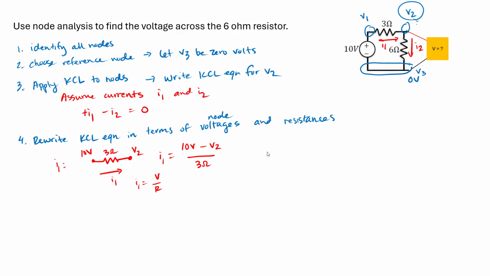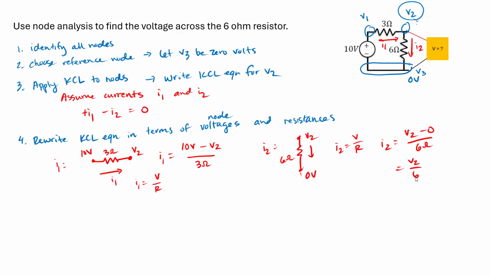Similarly, for our current I2, in this case, current I2 is the current flowing from our voltage V2 down to the ground at 0 volts. So once again, our I2 is going to be given by the voltage pushing that current through our 6 ohm resistor divided by our resistance. So we get I2 must be V2 volts minus 0, because we have V2 volts up top, 0 volts on the other side, and we divide by 6 ohms. So that's just V2 over 6.